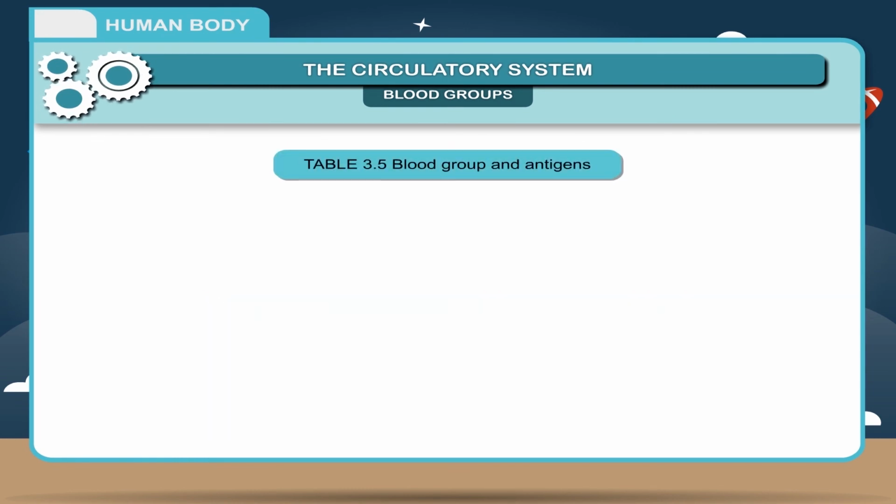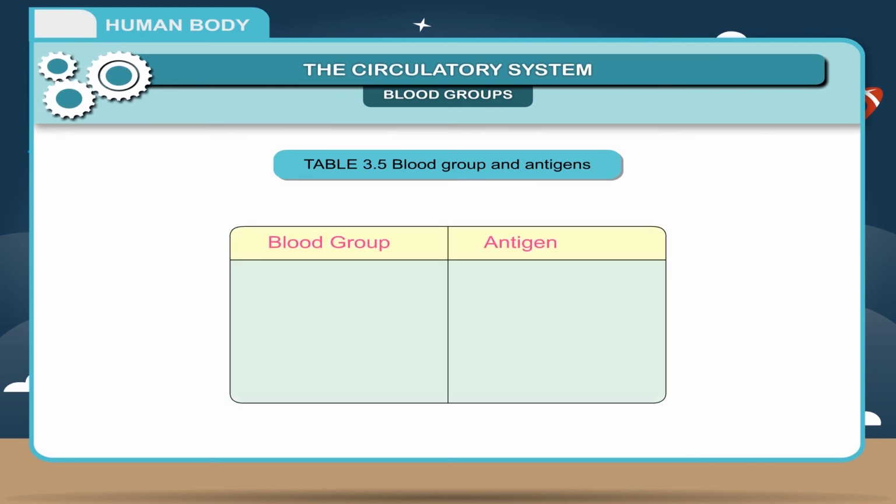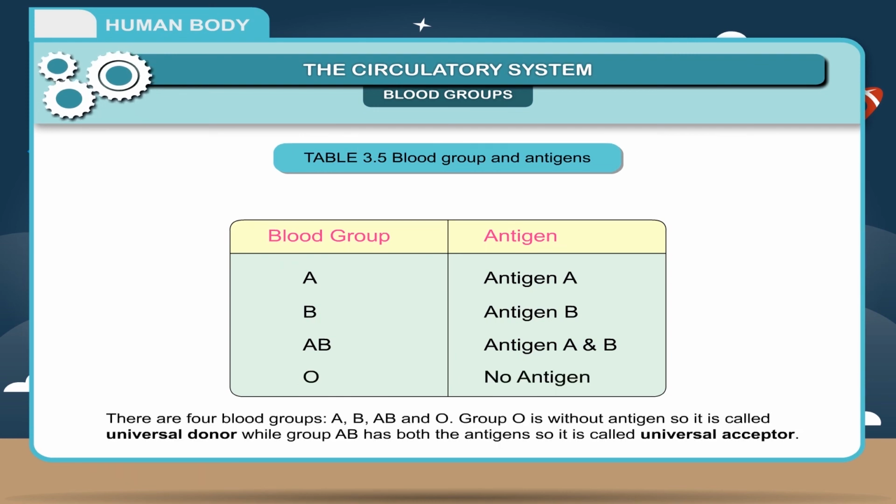Table 3.5. Blood group and antigens. Blood group A: antigen A. B: antigen B. AB: antigens A and B. O: no antigen. There are 4 blood groups: A, B, AB and O. Group O is without antigen, so it is called the universal donor. While group AB has both the antigens, so it is called the universal acceptor.